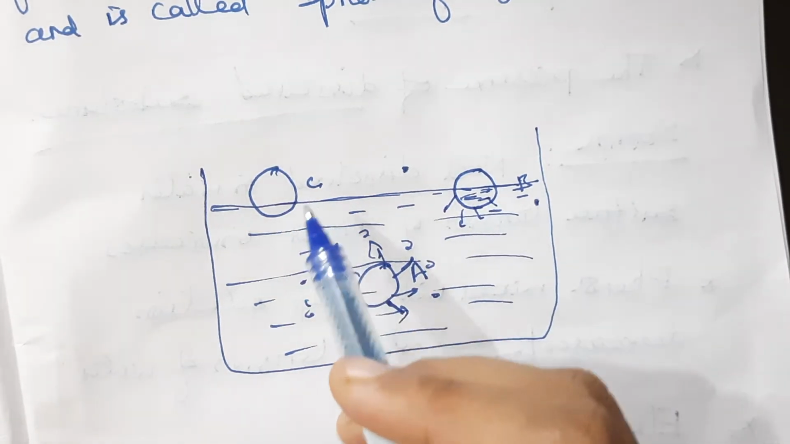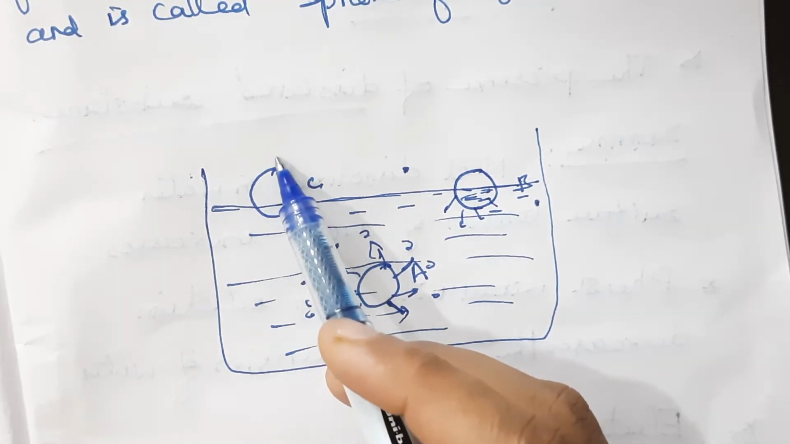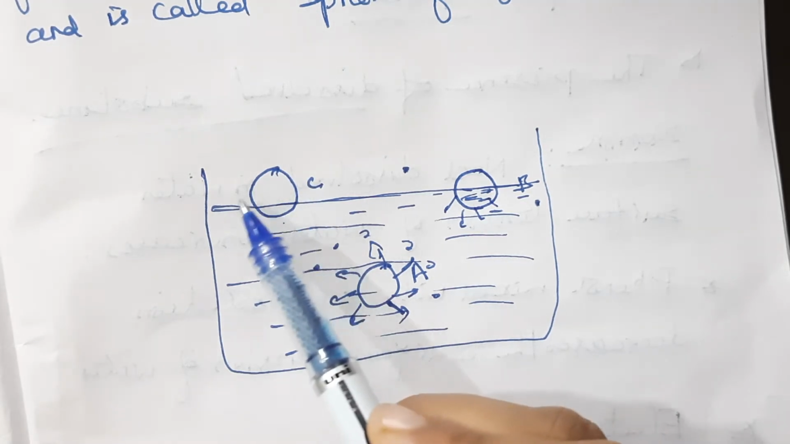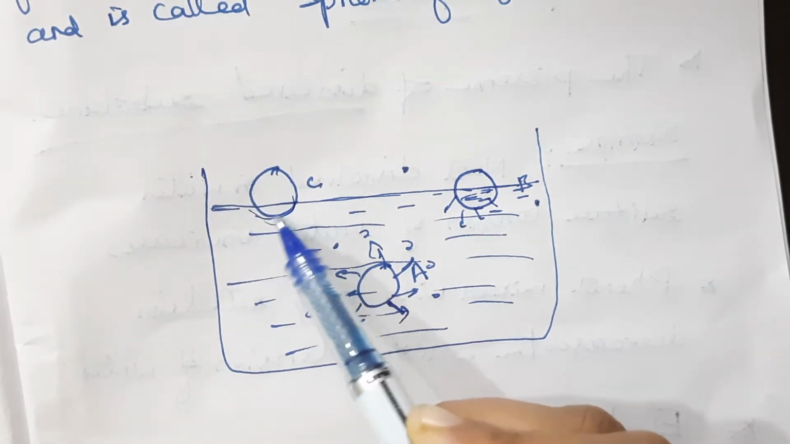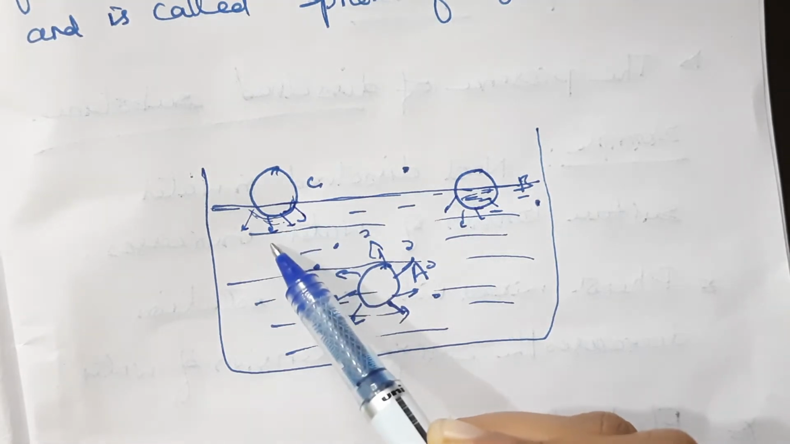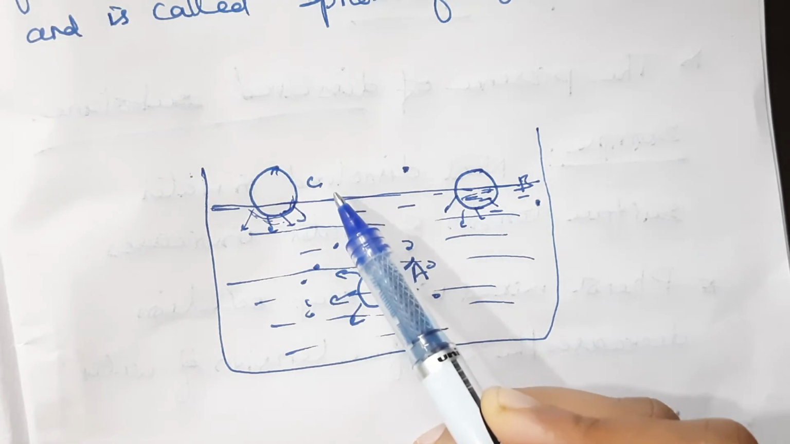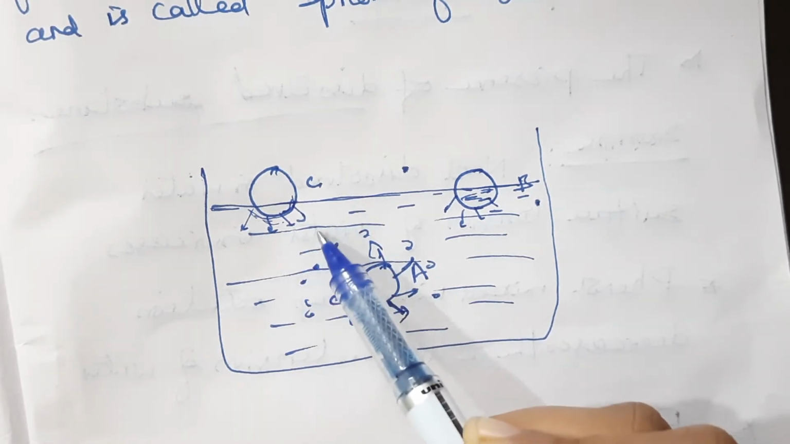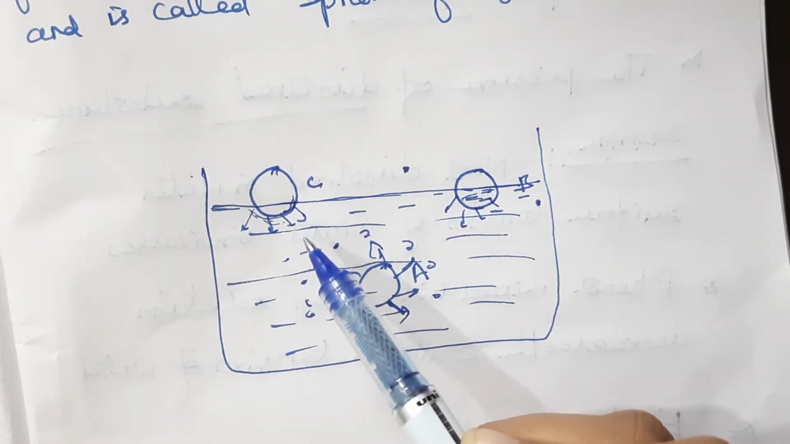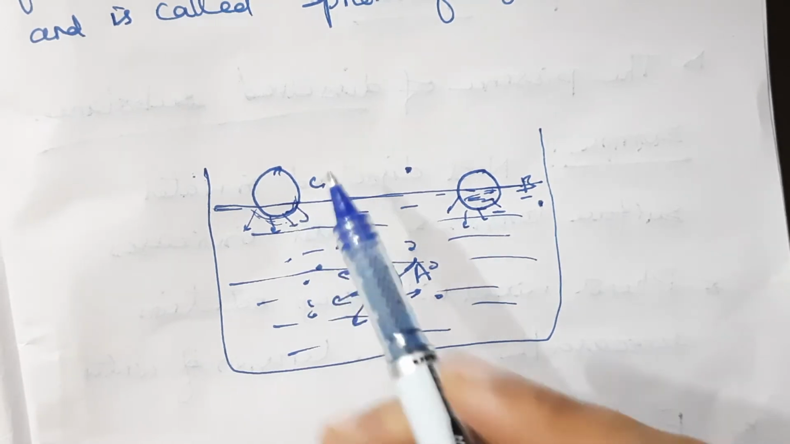In a similar manner, consider this molecule C. Here, the upper half is in air, the lower half in liquid. Here also, this is actually air and this is liquid. So it will interact with the liquid molecules in the downward direction. So it experiences the maximum downward force because more liquid molecules are in the lower part. Understand? So we can understand that this also experiences a net downward force.